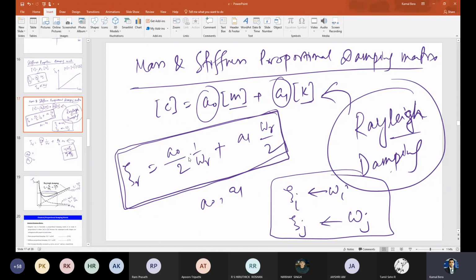Once I obtain A naught and A1, I will put it here. M and K are known to me, so I can construct the Rayleigh damping matrix, or mass and stiffness proportional damping. And once I know A naught and A1, from this expression I can find out the damping ratio for any mode, like we did for the mass proportional damping and stiffness proportional damping earlier.